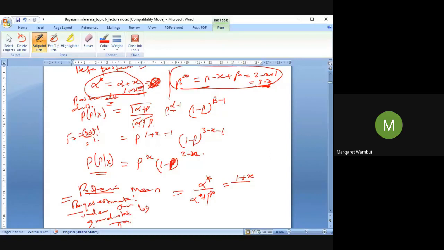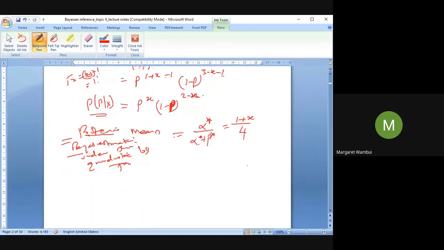So we add 1 plus x plus 3 minus x. The x subtracts, and then I'm left with 1 plus x over 4. So that becomes the mean of my new distribution. That is my posterior distribution. Then I need to get the mode. And by the way, here now, you can answer this question.